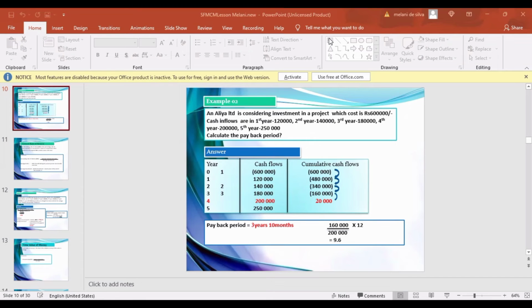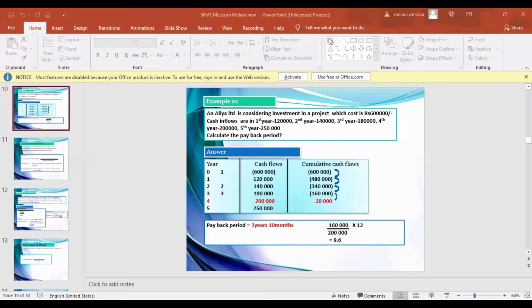Calculate the payback period. Before we calculate the payback period, we have to draw a chart with 3 columns. First column for year, second column for cash flow, third column for cumulative cash flow. In the year column, put 0 to 5 years. In the cash flow column, put the project cost, that means 6 lakhs, as a minus value because that is a cash outflow. And put all the other values as positive values because they are cash inflows. After that, the third column is cumulative cash flow. By this chart, we can find the payback period in years.